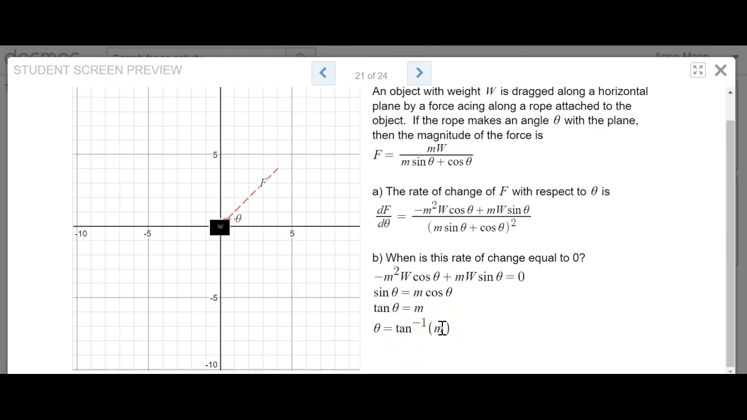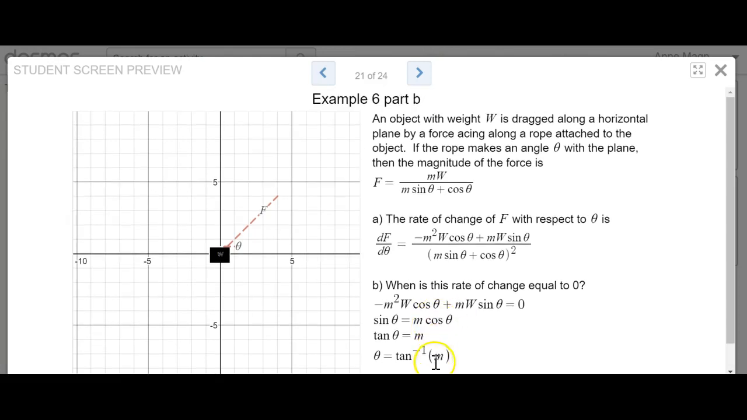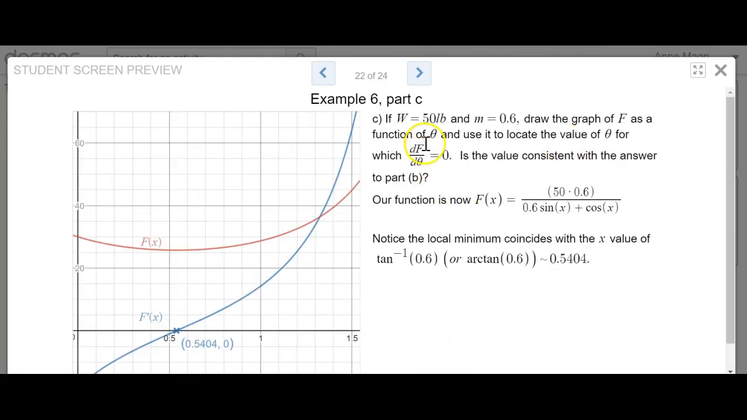So the rate of change is 0 when theta is equal to the arctangent of the coefficient of friction, m. Part C is, if W is 50 pounds and that coefficient of friction is 0.6, draw the graph of f as a function of theta and use it to locate the value of theta for which df d theta is 0. So we know that df d theta is 0 where that function has a maximum or a minimum. So we graph this function with w and m given to us in the right places.